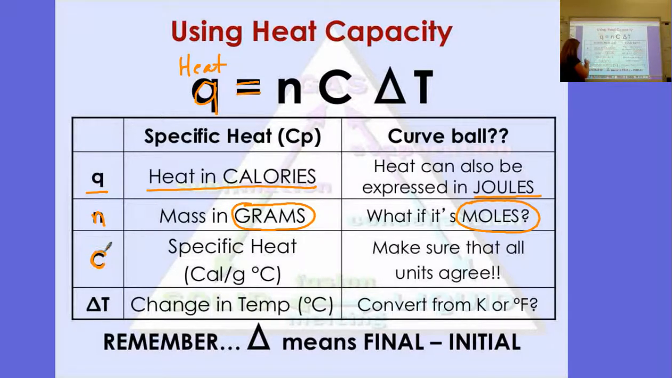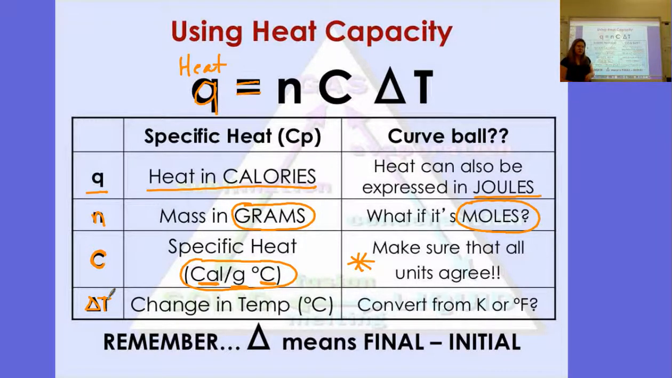C, this is the new piece. This is the specific heat, measured in calories over gram times degrees Celsius. So make sure all of your units agree. Just like we did in the gas unit, make sure your Q is in calories, your mass is in grams, and your temperature is in degrees Celsius.